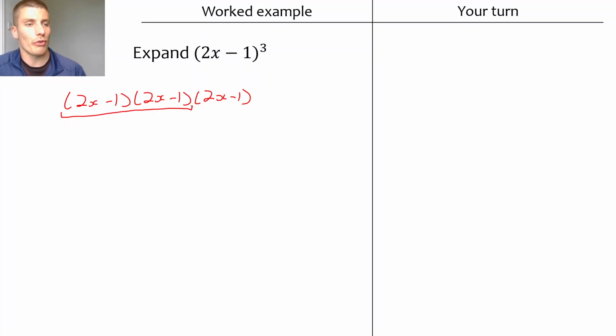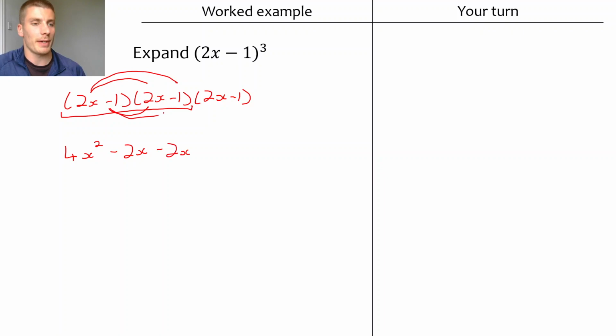So we're just going to work through these first 2 brackets like normal. And to be honest, as you get quicker with this, you can almost do it in one step. I'm going to work through it though, just to show you what's going on. So we've got 2x times by 2x, which gives you 4x squared. 2x times by negative 1 gives you minus 2x. Negative 1 times by 2x gives you minus 2x again. And you've got negative 1 times by negative 1, which gives you plus 1.